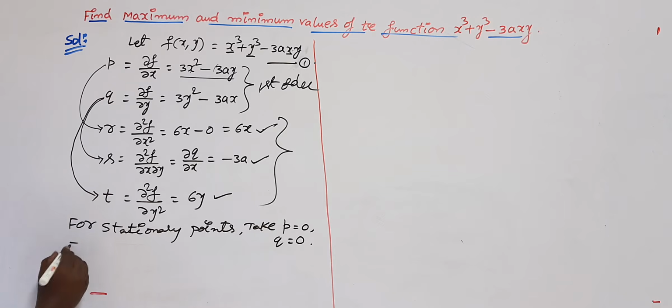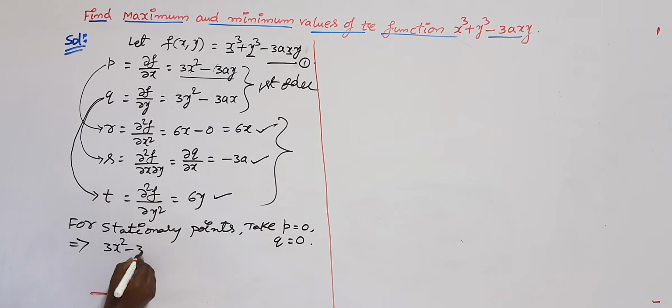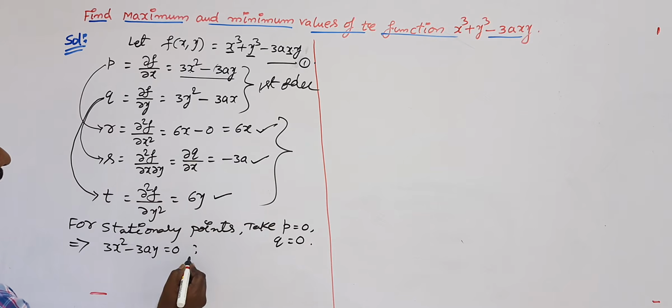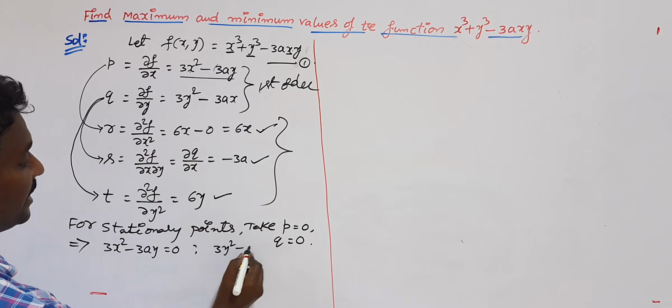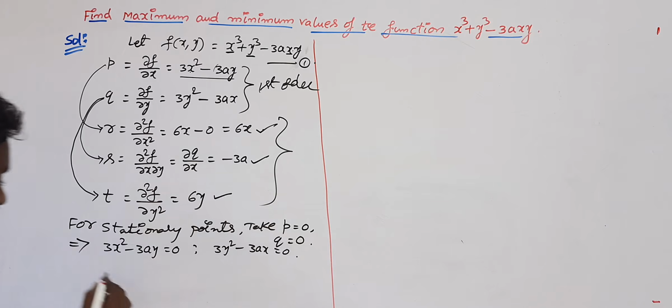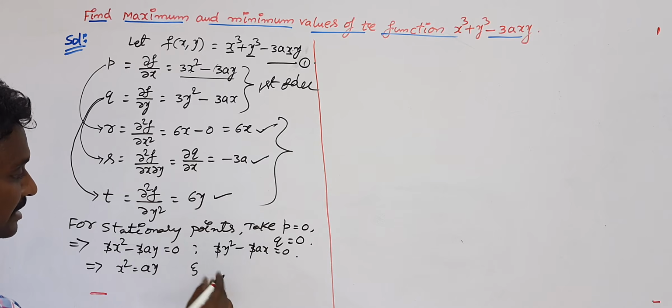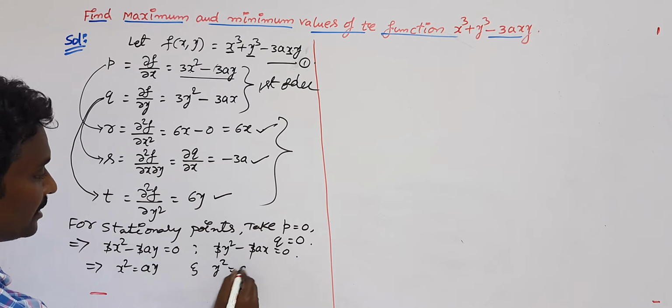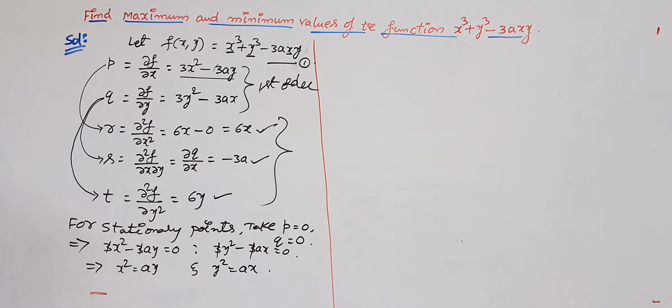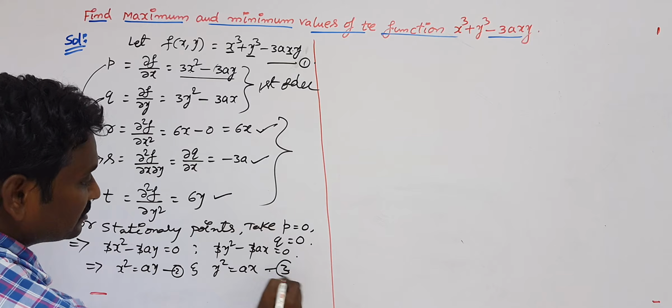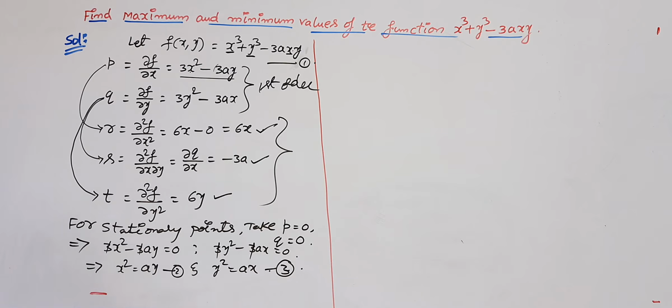So p is equal to 0. This one, 3x square minus 3ay is equal to 0, and 3y square minus 3ax is equal to 0. So 3 gets cancelled because on the right side we have 0. So x square is equal to ay, and here also 3 gets cancelled. Y square is equal to ax. We have to solve both these equations to get the stationary points. We have to solve both equations 2 and 3.